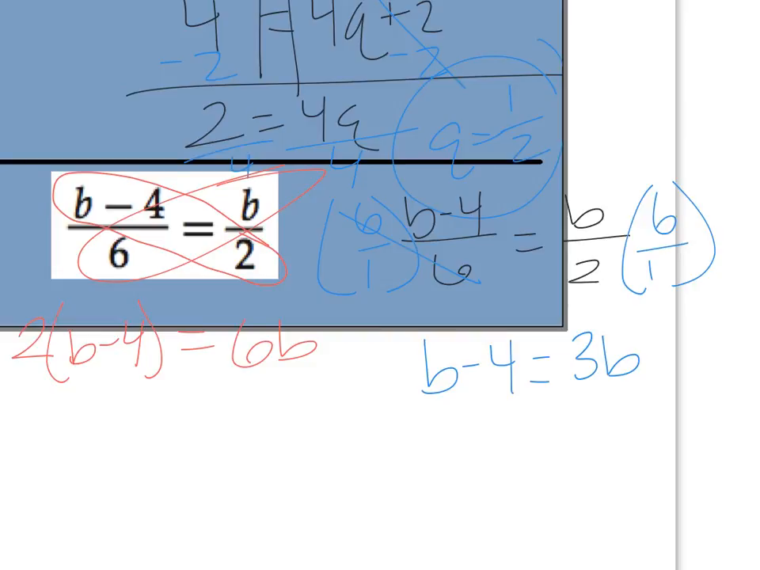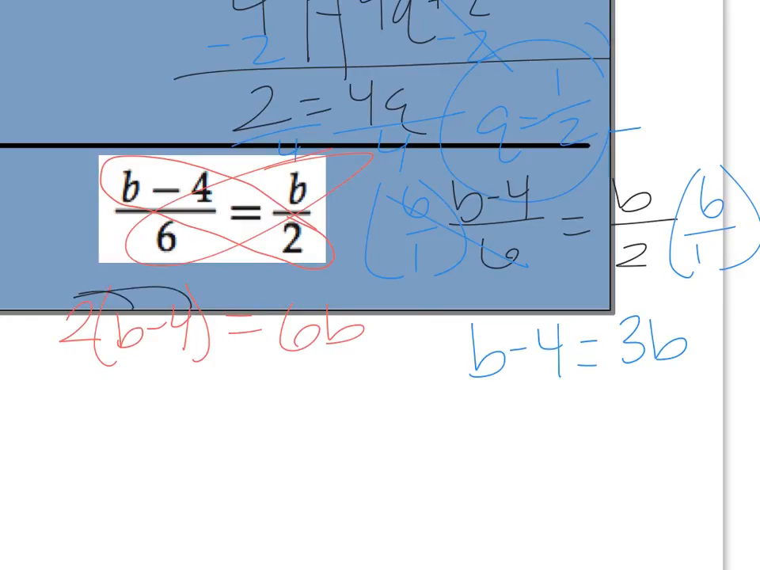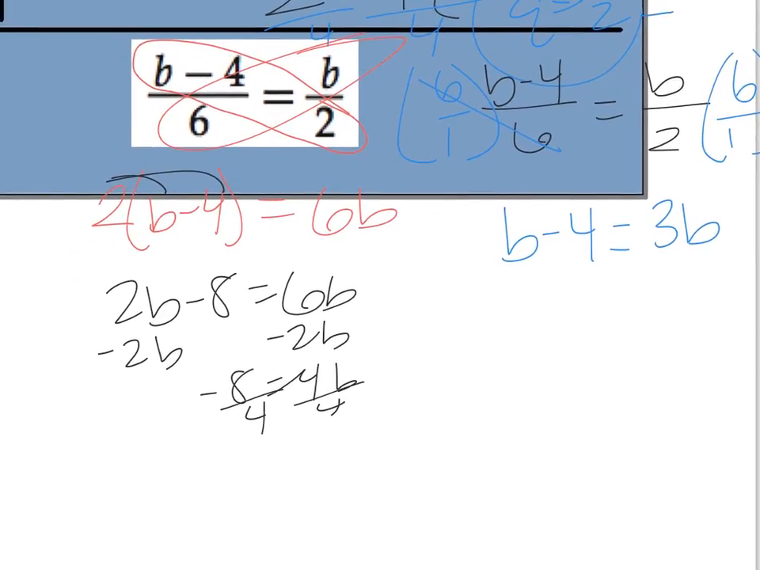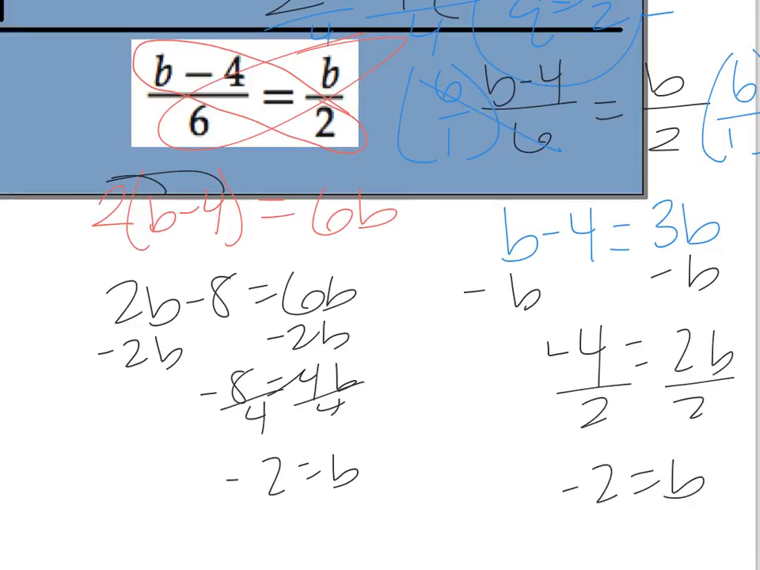So eventually, we'll get to the same place if you watch me solve both of these. Distribute 2b minus 8 equals 6b. Subtract 2b. Negative 8 equals 4b. Divide by 4. Negative 2 equals b. See if that works over here. Subtract b. Negative 4 equals 2b. Divide by 2. Negative 2 equals b. Notice I did two different things, but I still got to the same place. Just make sure you understand how those fractions work.